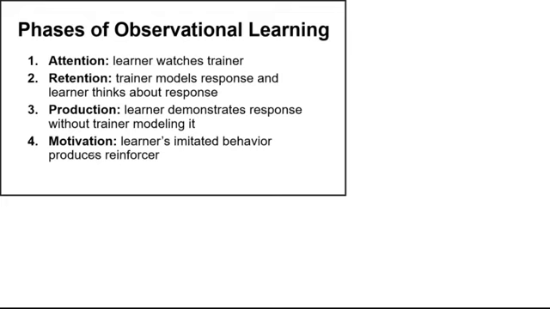Next, we would have production. So this is when our learner, our observer, is going to demonstrate the response without having that model present. So we give that observer rat the chance to interact with that particular, say, lever, whatever's in the environment. And then we have the motivation stage where, okay, the rat pressed the lever and they get food too, just like the model did. So that's going to motivate them because it's providing reinforcement.